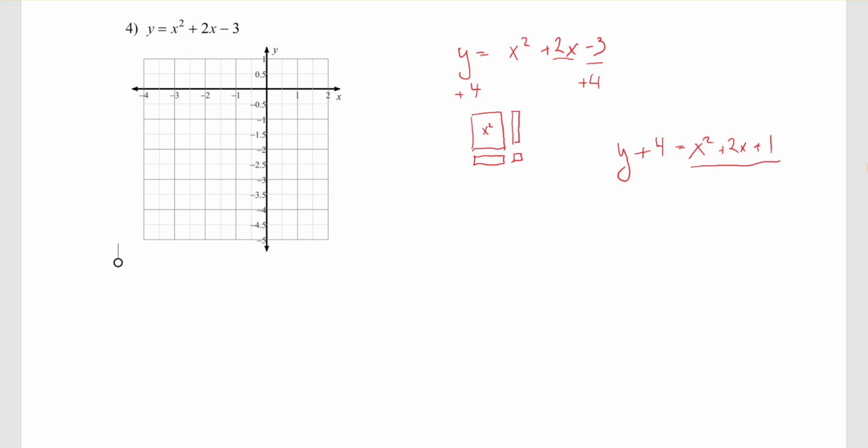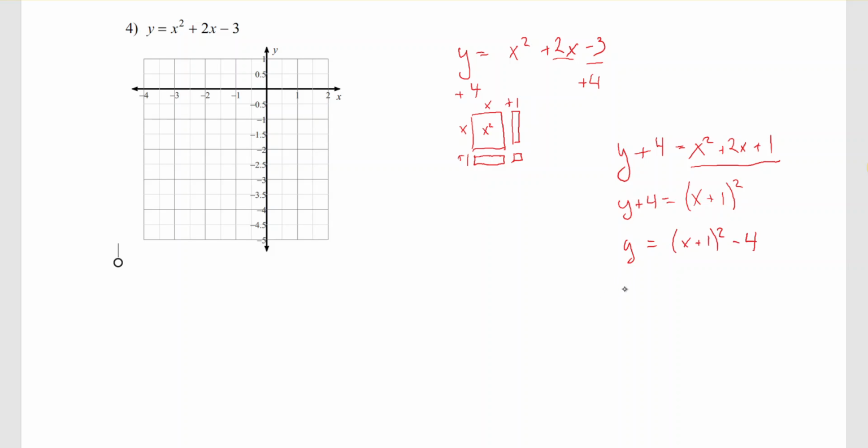Notice x squared plus 2x plus 1, that's what we have represented in our square right here. And if I think of what this makes when I complete the square, this is x plus 1 on this side, and it's also x plus 1 on this side. So it's an x plus 1 by x plus 1 square. So I can write it that way, x plus 1 squared. y plus 4 is equal to x plus 1 squared, or y is equal to x plus 1 squared minus 4. And now we have this in vertex form.